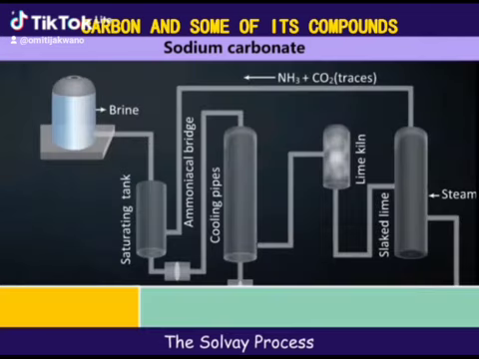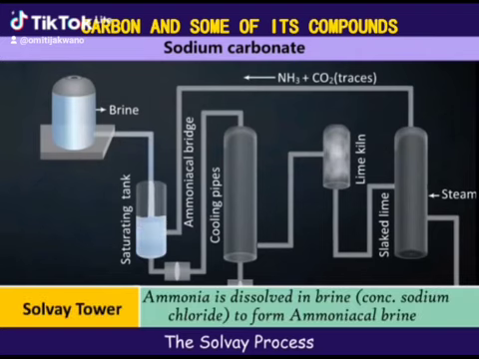This is the system used in the Solvay process. Ammonia is dissolved in brine in the Solvay tower to produce ammoniacal brine. A lot of heat is produced in this process. The amount of heat produced is controlled by regulating the flow of brine into the Solvay tower.